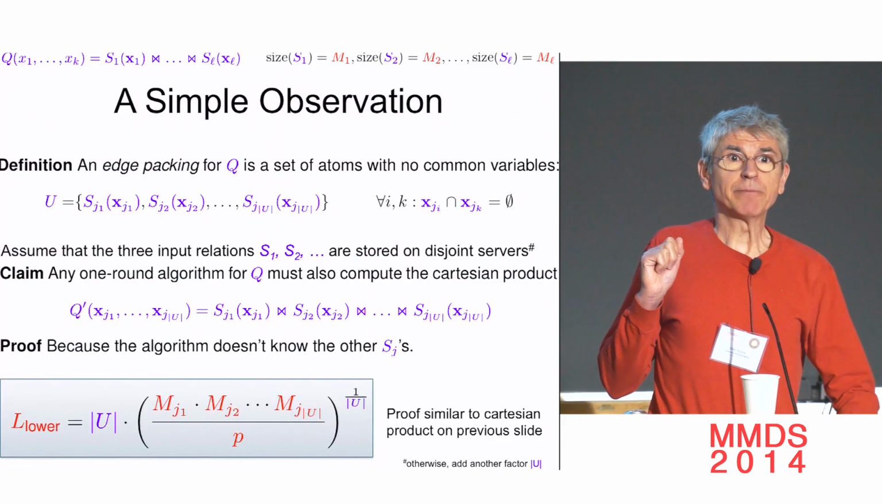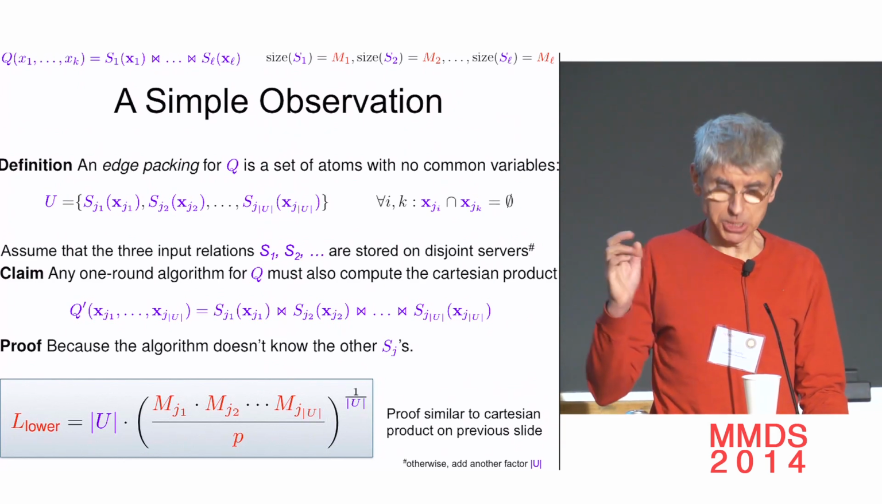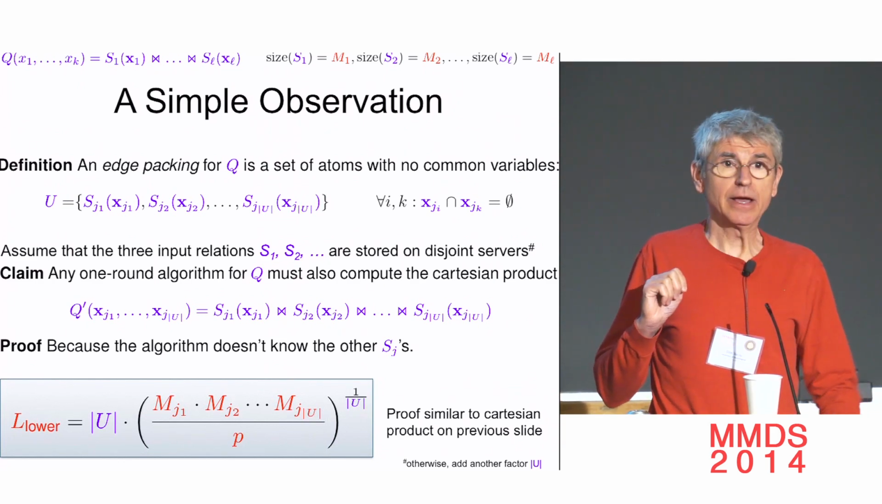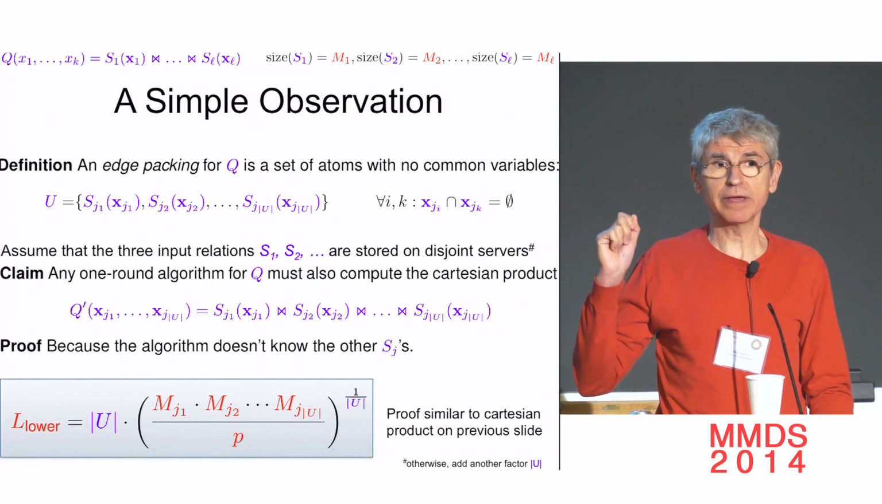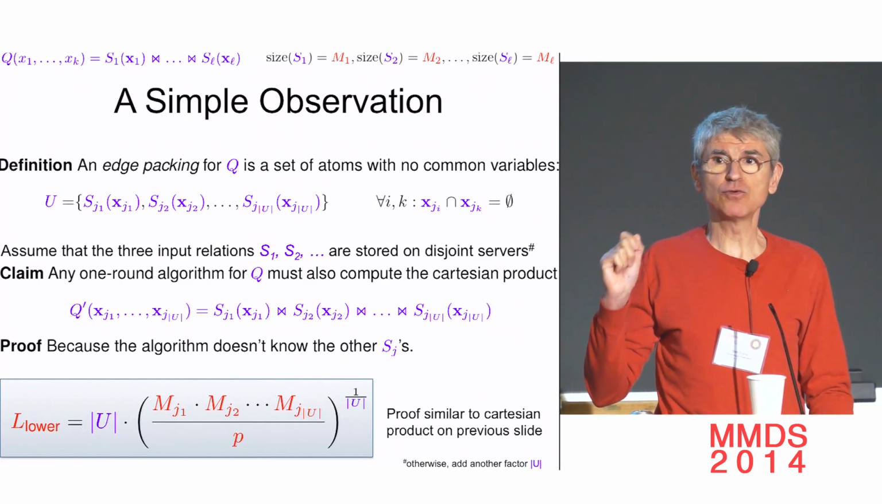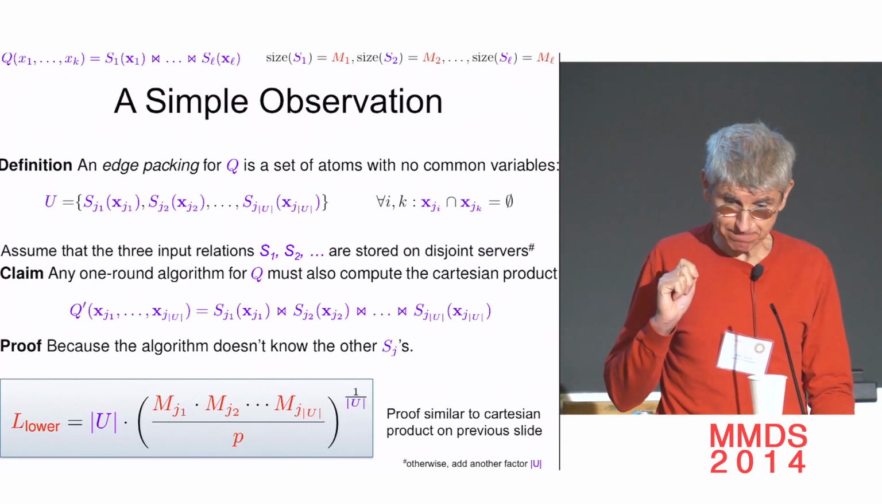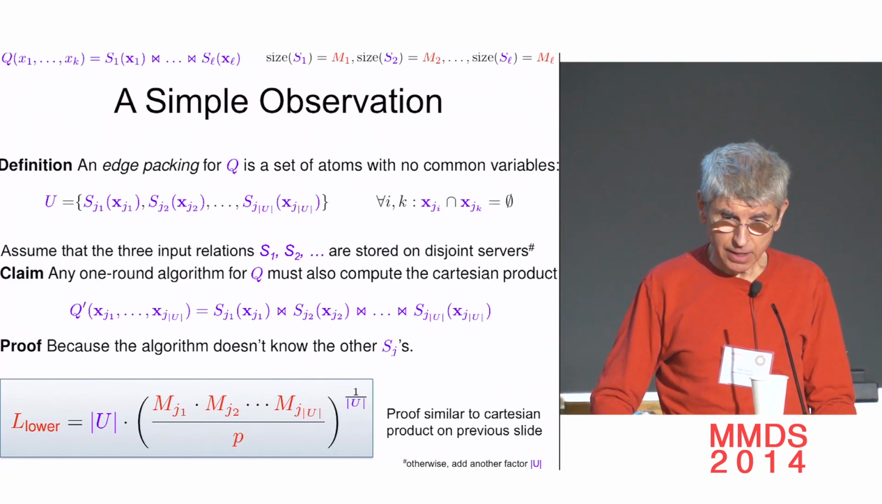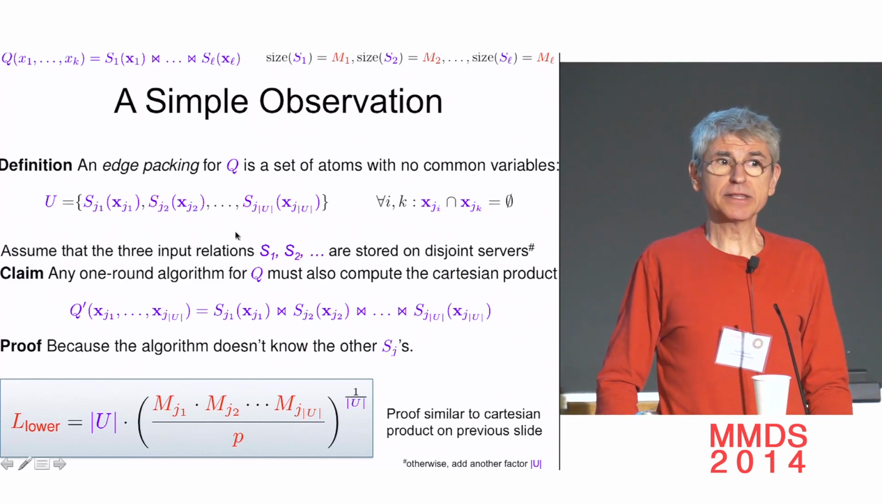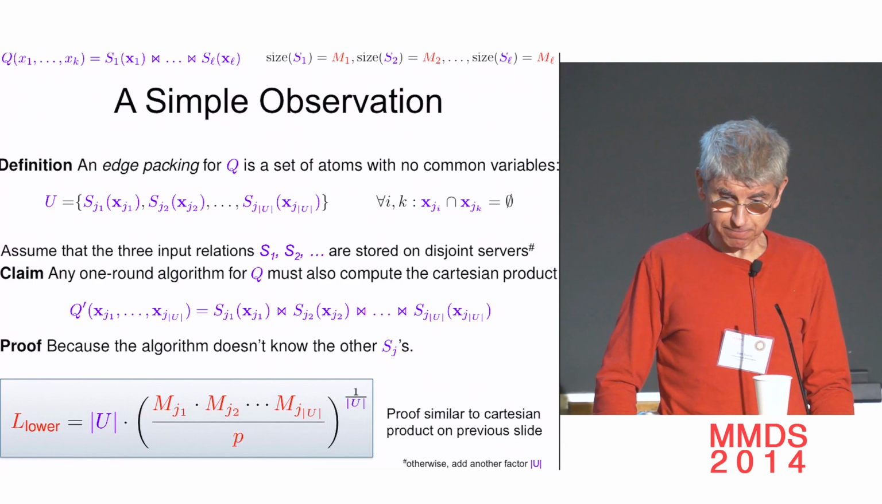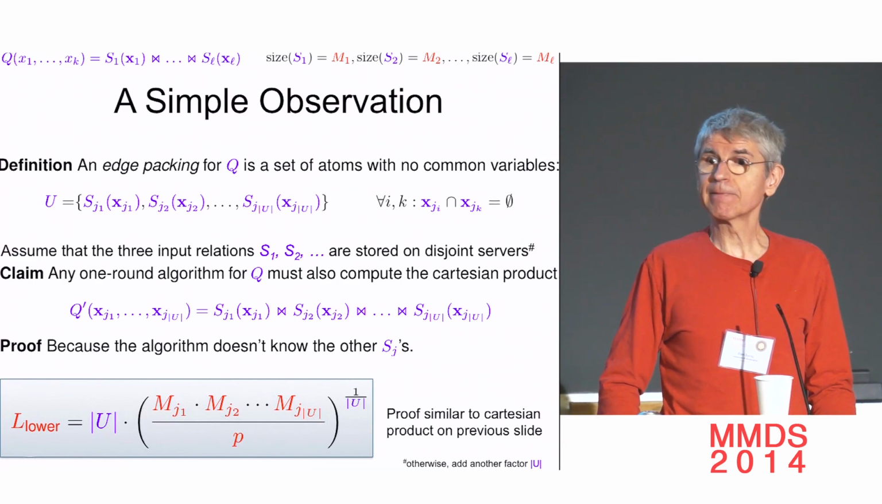Start with a general query that has many joins. Select what's called an edge packing. This is a subset of the atoms that do not share any common variables. So this would be this set here. Consider the Cartesian product of these atoms. So I remove the other atoms.